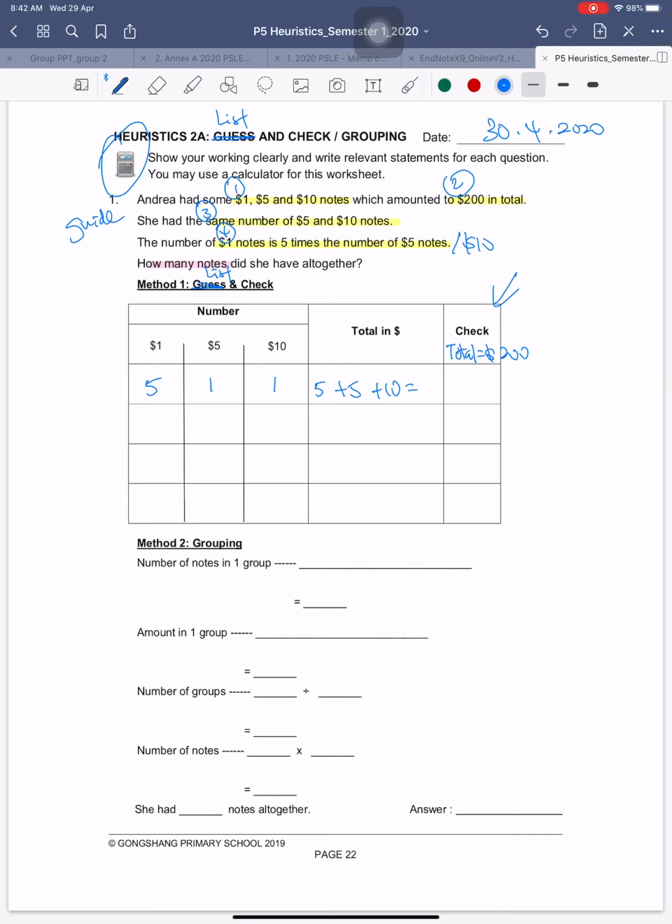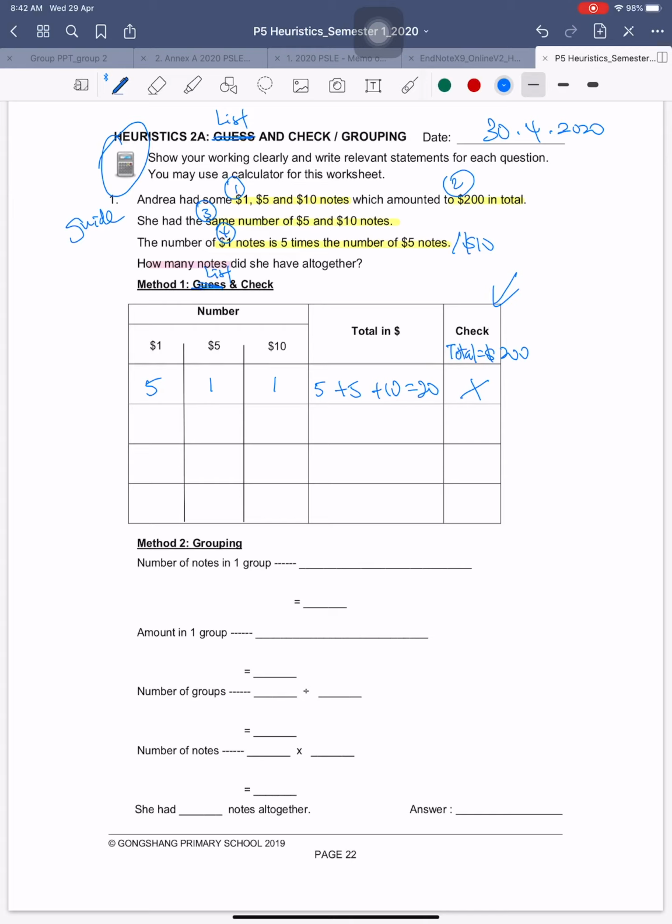Alright, so that will be the total amount, and that will be $20. And we have to check: is it $200? Obviously no. Alright, so put a cross there. You can see that we only have $20, but condition number 2 says the total amount has to be 200. We are too far away.